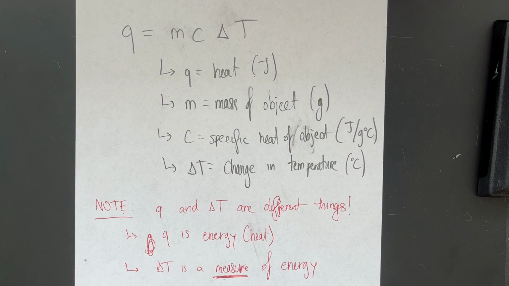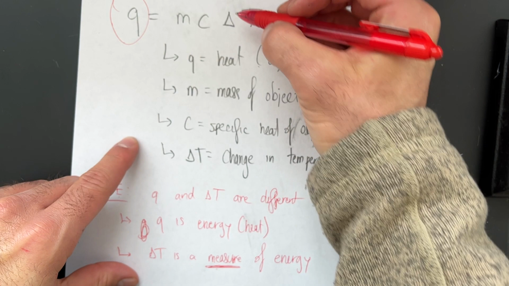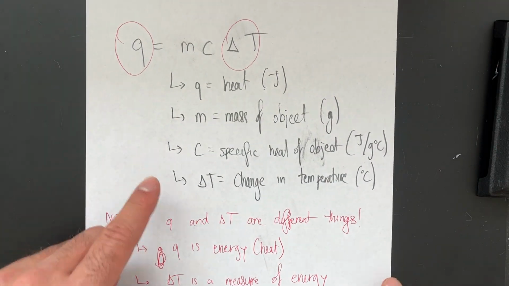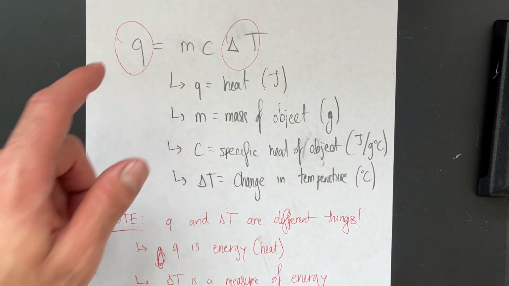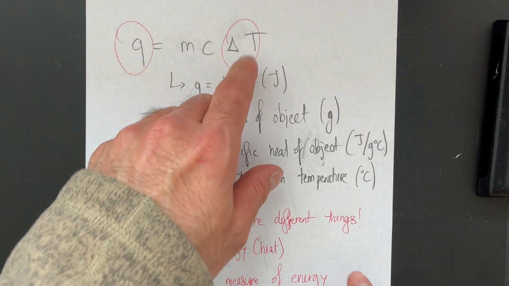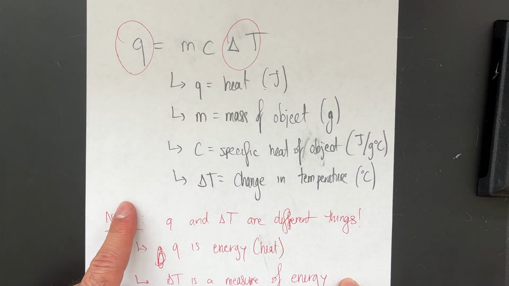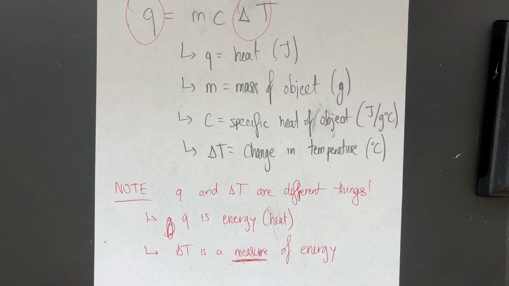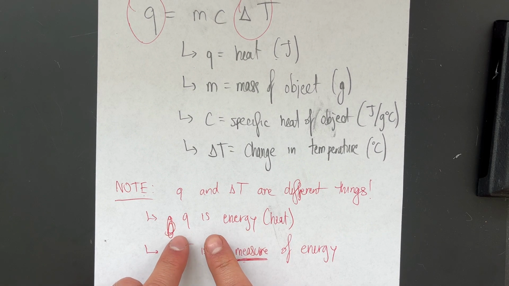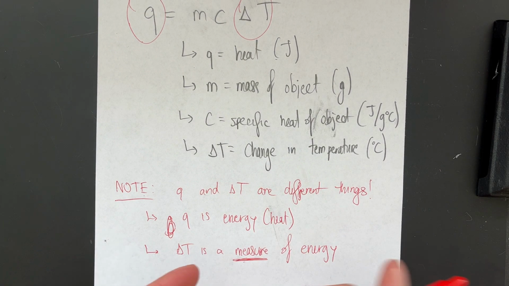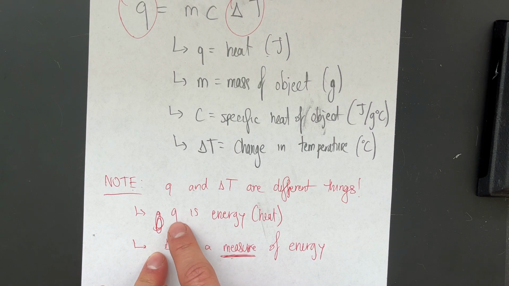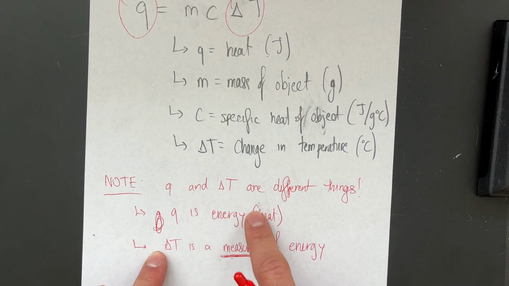Now, one thing that oftentimes trips up students is they get confused between Q and delta T. They'll think that delta T and Q are the same thing, that temperature and heat are the same thing. But they're different, okay? Please note that Q is energy, heat. Heat is energy. So Q is saying, hey, how much energy we have.